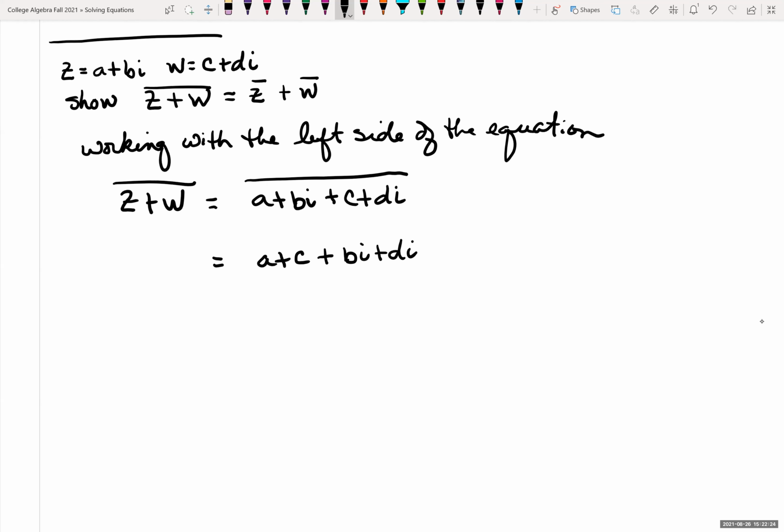We're taking the conjugate of that. Let's factor out the i from the imaginary parts. And so we get a plus c plus (b plus d) in parentheses, i, and the bar is still over this. So technically, and it doesn't matter, it's the same thing, I'm just going to put parentheses around my real part.